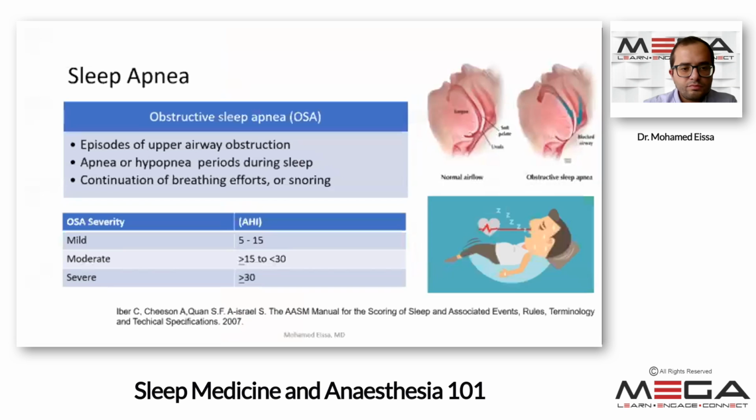So when we talk about obstructive sleep apnea, which, as we said, is episodes of upper airway obstruction, to measure its severity we use the AHI, which can classify it further into mild, moderate, and severe. If AHI is between 5 and 15, it's considered mild. 15 to 30, it's moderate, and more than 30, it's considered severe.